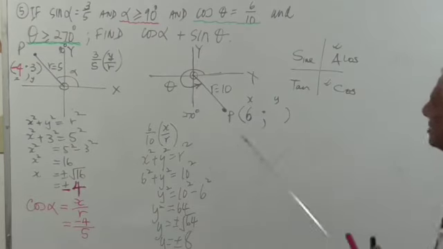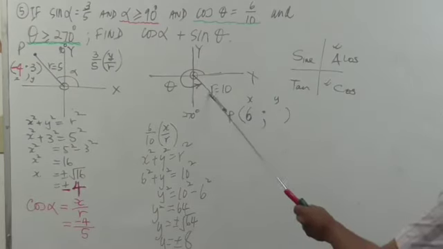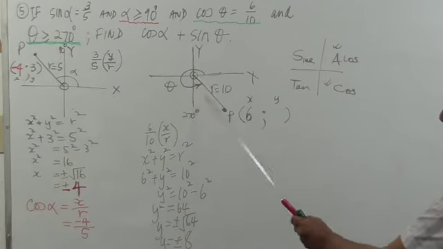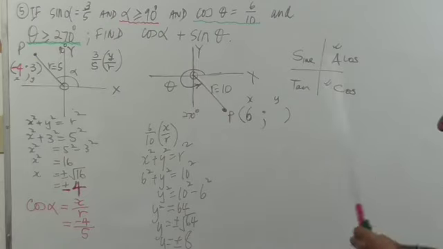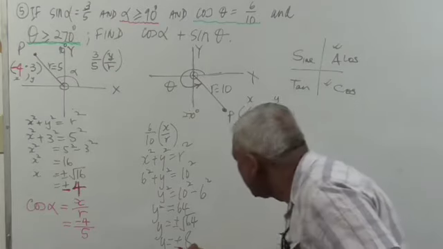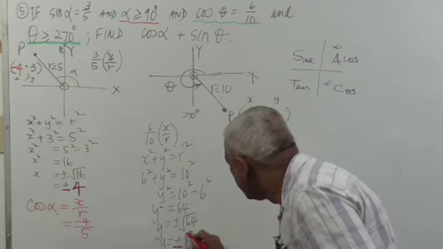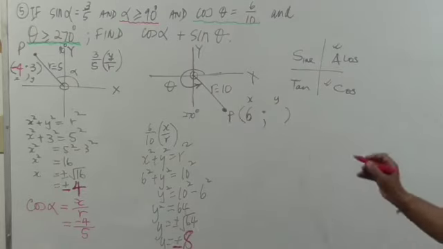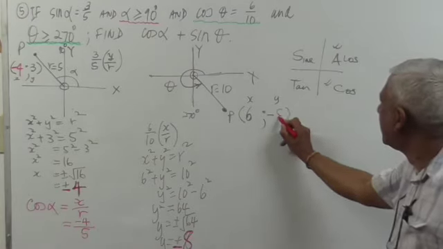We have to make a choice. In this quadrant, y is negative. Therefore, we will have to choose negative 8. So from here, we're going to choose the answer negative 8. So y will be negative 8.